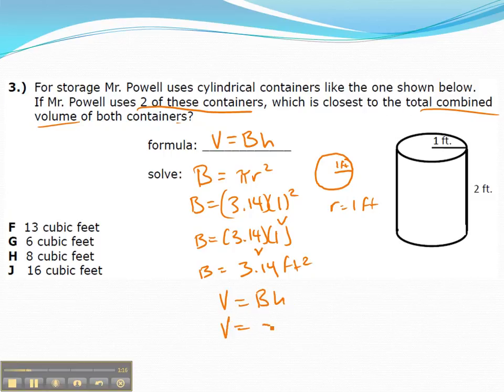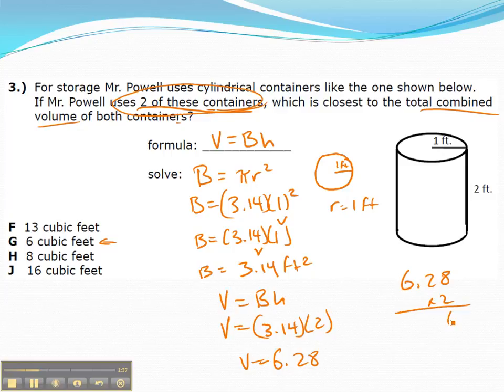So 3.14 times 2, and that is 6.28. But don't pick answer choice G, because remember it says which is closest to the total combined volume of the 2 cylinders. So it would be 6.28 times 2. That's 12.56, so 13 is closest of these 4 answer choices. Make sure you answer the question you're being asked, or think about what you're trying to find.